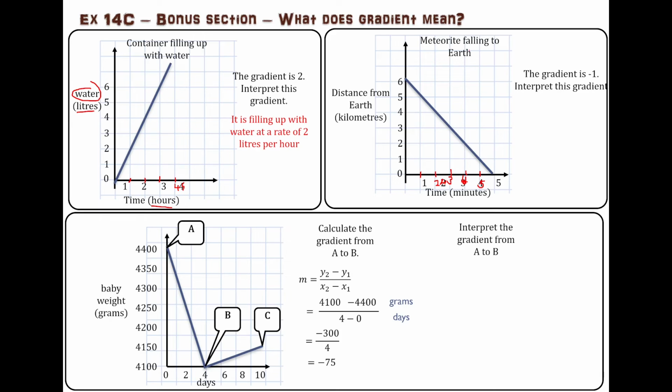Here we have a meteorite falling to Earth. It starts at 6 kilometers from Earth, 5 kilometers after 1 minute, 4 kilometers after 2 minutes. It's falling down. Here, the gradient is negative. It's -1, actually. And this means that the distance from Earth is falling at a speed of 1 kilometer per minute. So gradient gets a graph and tells you how it's changing.